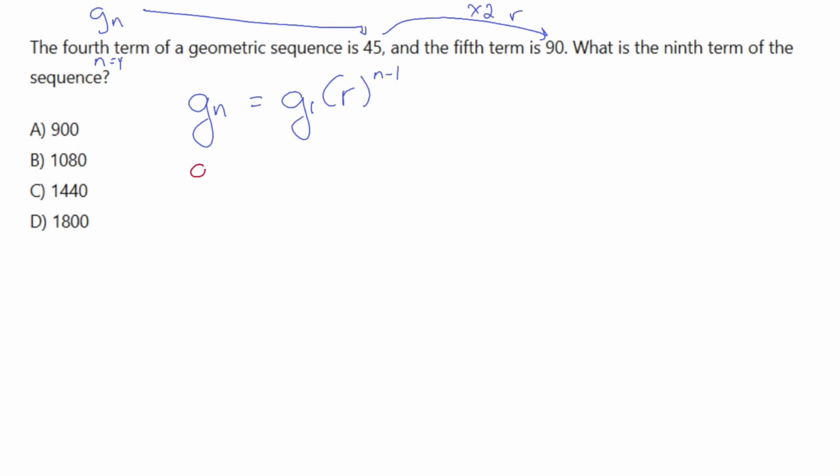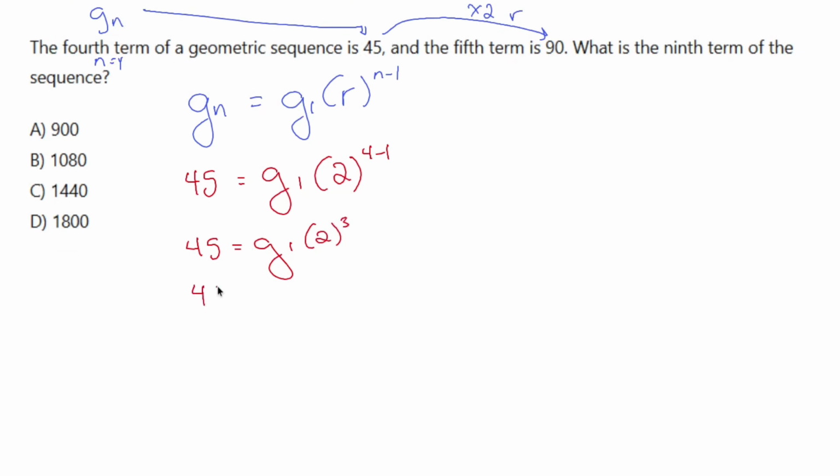So let's use that information to get my first term of this geometric sequence. So g sub n, which is 45, is equal to the first term times the common ratio of 2 to the 4 minus 1, because it's the fourth term that we're talking about. So 45 is equal to g sub 1 times 2 to the third power, or 45 is equal to g sub 1 times 8. Now let's divide both sides by 8, and that's going to give us our first term of 45 over 8.